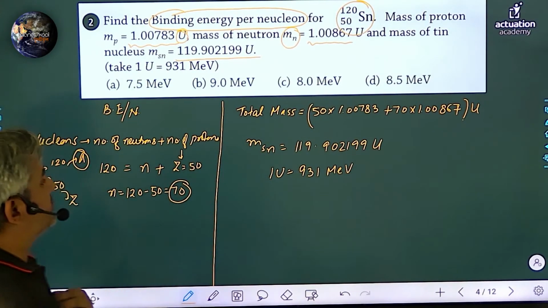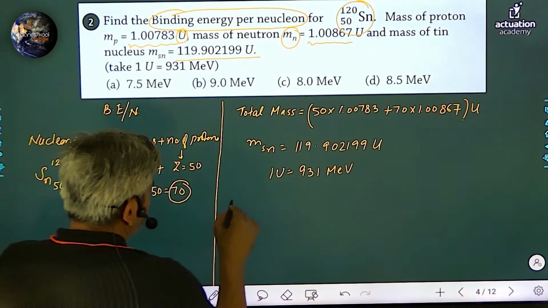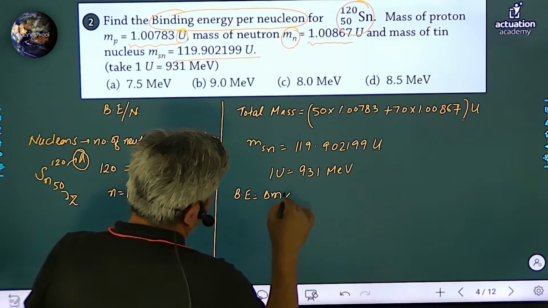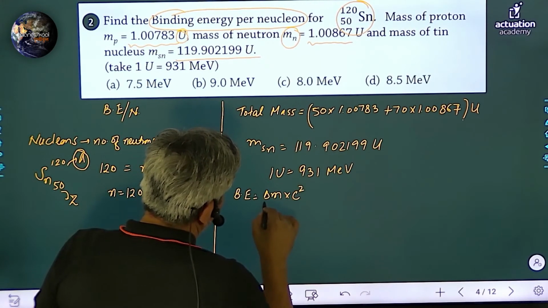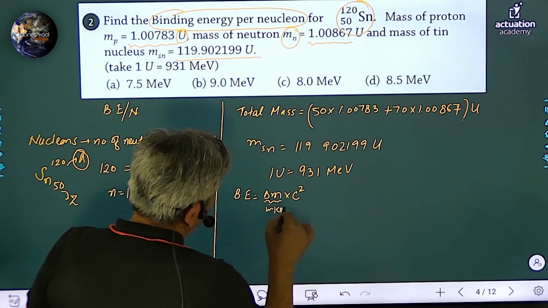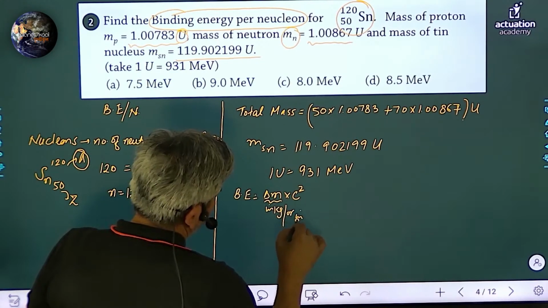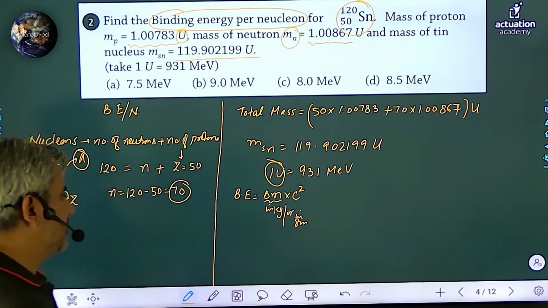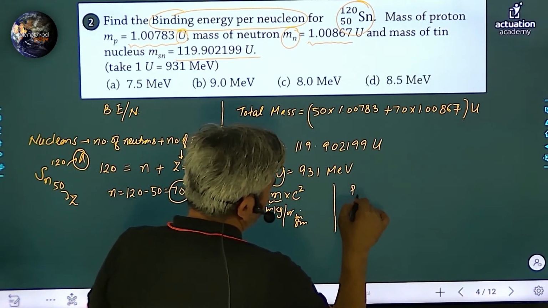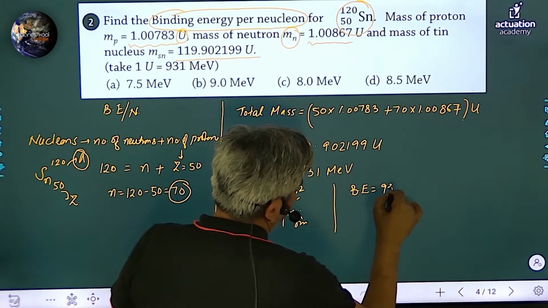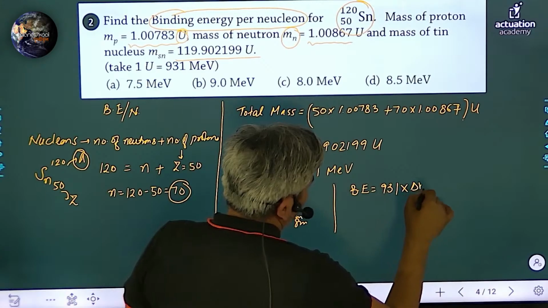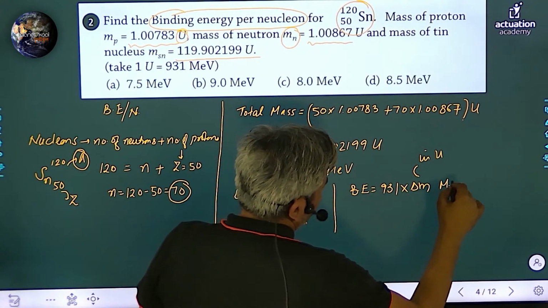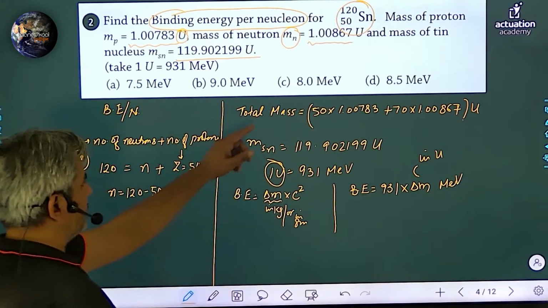Now we know the binding energy. The total binding energy is the mass defect delta M times C square, if the mass is in kg or in gram. But if the mass is in atomic mass unit, which is given here, then the binding energy will be simply 931 times delta M, with delta M in U, in mega electron volt.